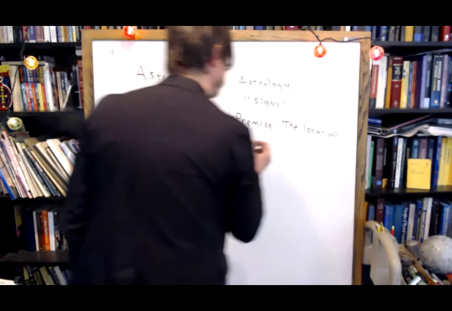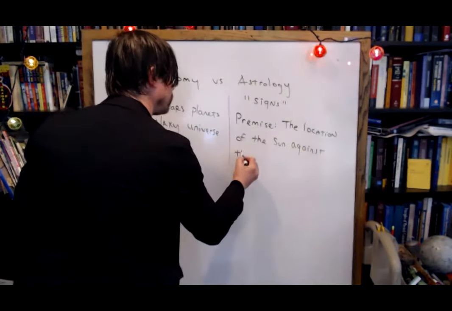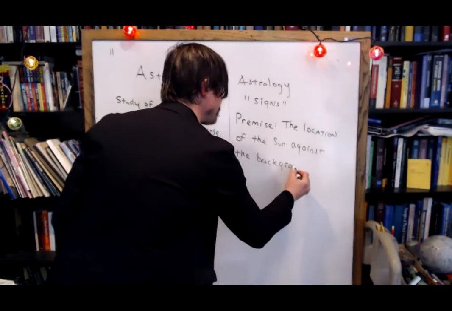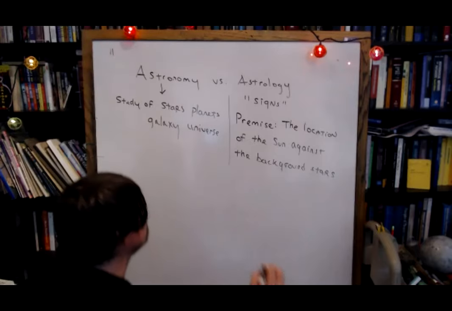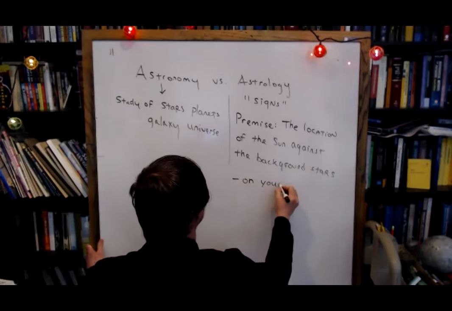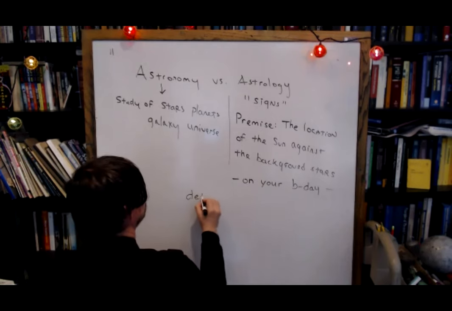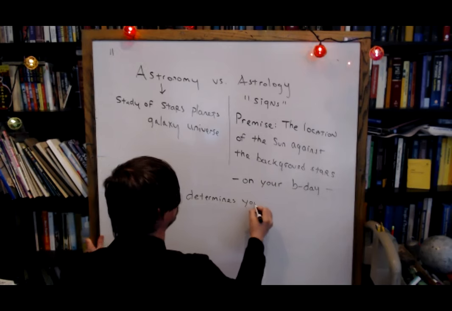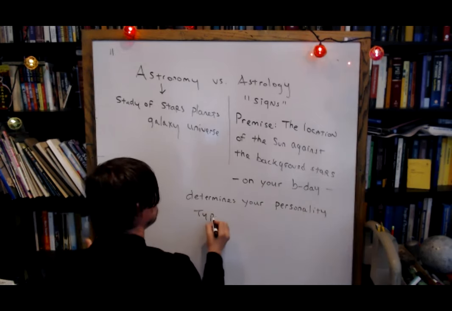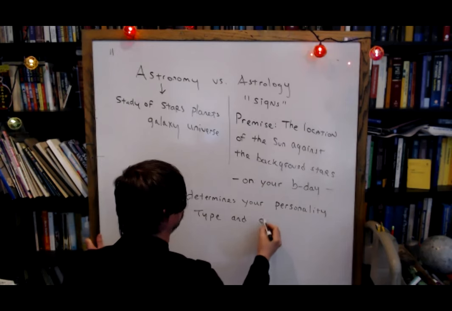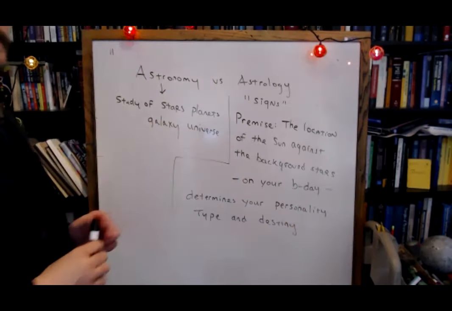The premise is that the location of the sun against the background stars, and here comes the real kicker, the location of the sun against the background stars on your B-day, that's of course your birthday, will determine your personality type and/or your destiny. So that's the idea behind astrology. That's what makes it different than astronomy.